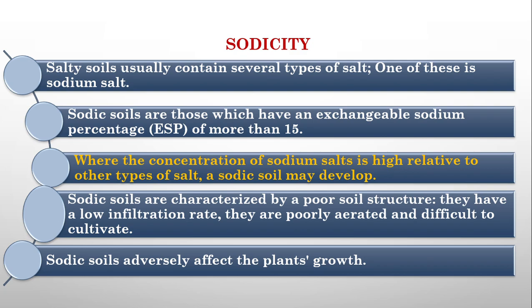So, that kind of soil is known as sodic soil. When the concentration of sodium salts is high relative to other types of salt, the soil is said to be sodic. Now it is characterized by low infiltration rate, poorly aerated and difficult to cultivate. It will also provide a substandard growth for plants and adversely affect the plant's growth.